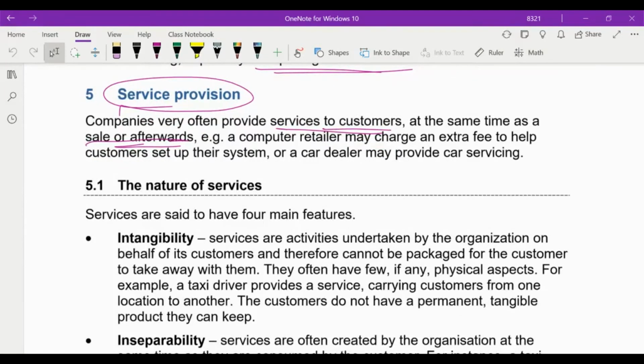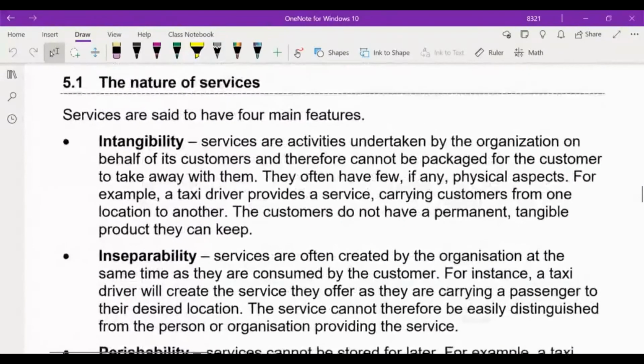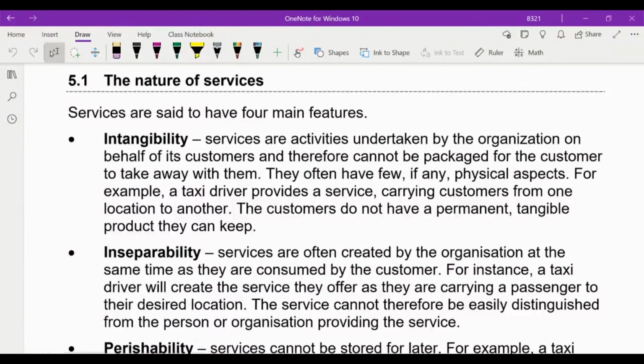Also, there can be internal services also. So there are service departments who are providing services to production departments. Overall, there are some limitations with services because first of all, these are intangible in nature. So services are said to have four main features. First, we'll understand what services are.